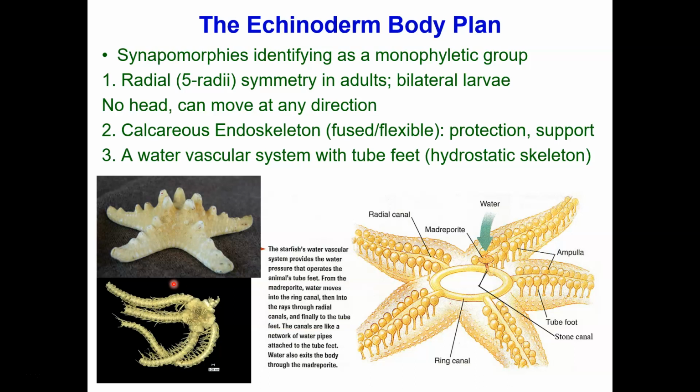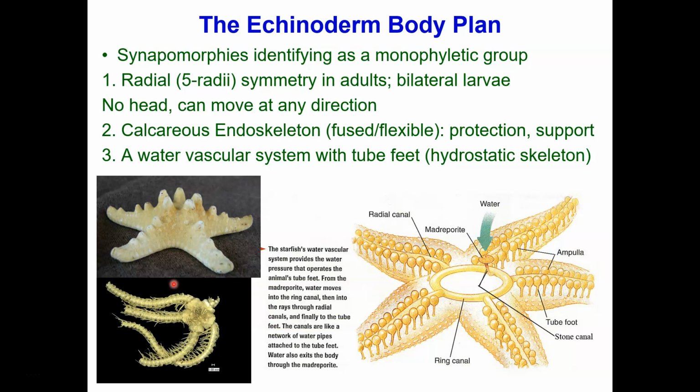Really interesting point, these guys do not have a distinct head. Because they don't have a distinct head, they can move in any direction. So an adult with radial symmetry can move towards any of the directions that are available to them. So it's also a really interesting point. Why? Because they are descending from an ancestor that actually had cephalization. So these guys secondarily lost cephalization, right?